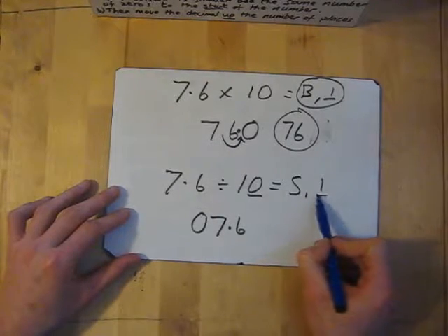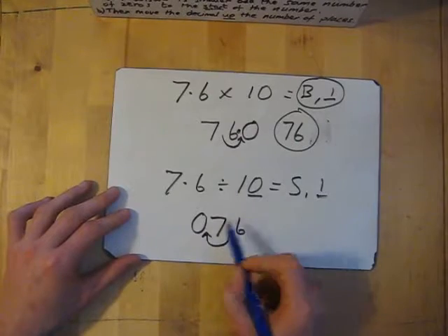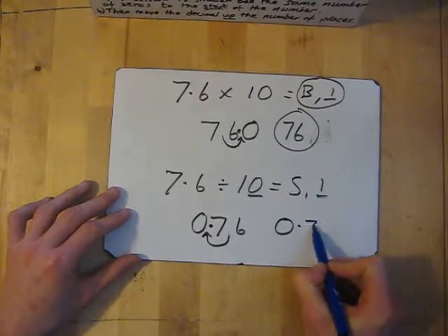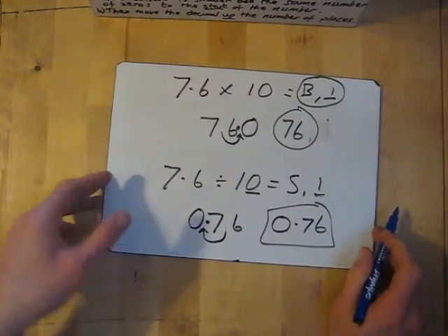So my number of places is 1, so I need to move the decimal point up 1 place. So my answer becomes 0.76. Okay, that's all it is. Let's try it with a couple more.